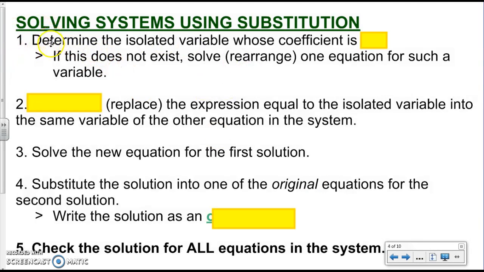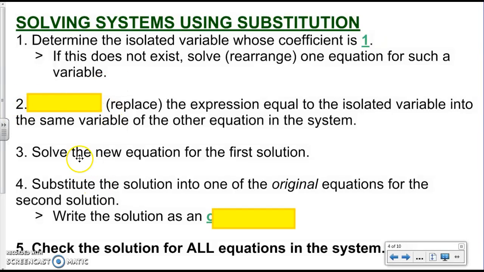Solving systems using substitution. First, I would determine the isolated variable whose coefficient is 1. If this doesn't exist, you're going to solve or rearrange one equation for a variable. Okay, and this step makes more sense when you actually see it. So give me a second to get there. Go ahead and fill in your blanks.